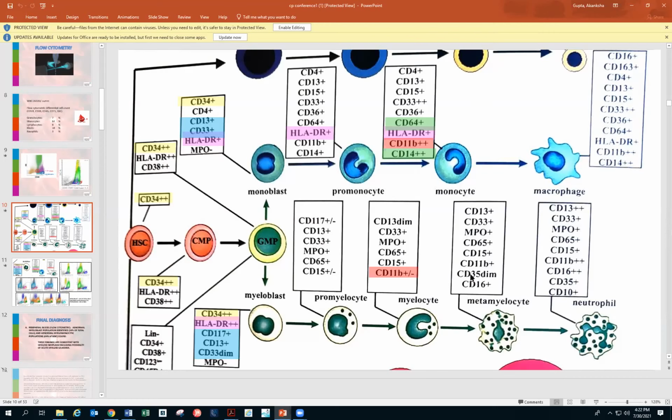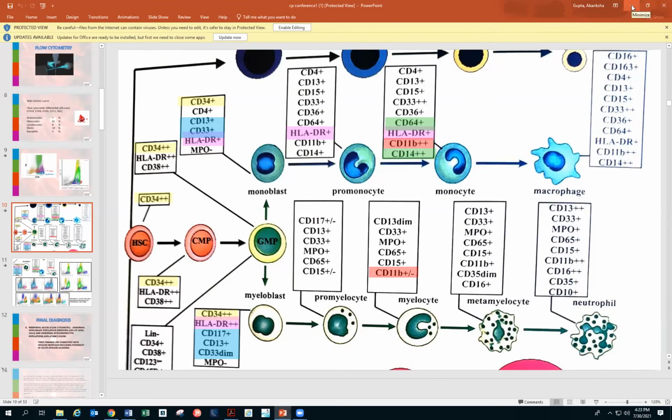The other thing is CD13 when it matures, she's going to show you in the next few slides. With maturation, the promyelocytes show CD13, and then they lose CD13 in the myelocyte stage, and then again gain it in the metamyelocyte stage and neutrophil stage. But that's pretty much it.